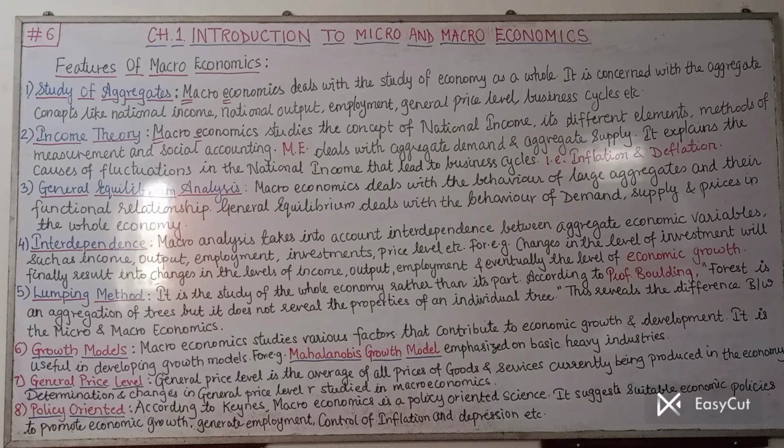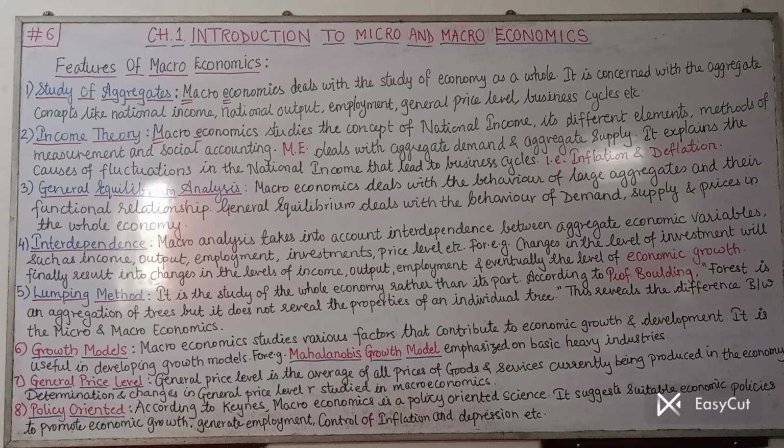Macroeconomics deals with aggregate demand and aggregate supply. It explains the causes of fluctuations in the national income that lead to business cycles. Now, what are business cycles? Business cycles means inflation and deflation. That means sometimes the economy is up, sometimes the economy goes down, money-wise of course. So those are the cases of inflation and deflation, and everything is explained and studied under macroeconomics.